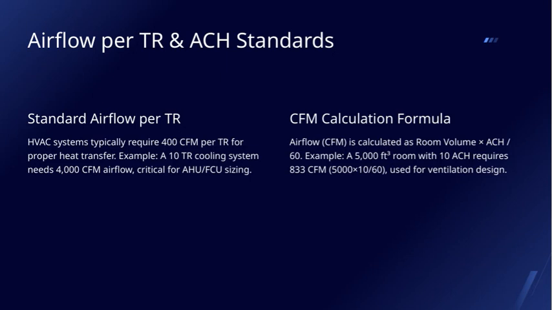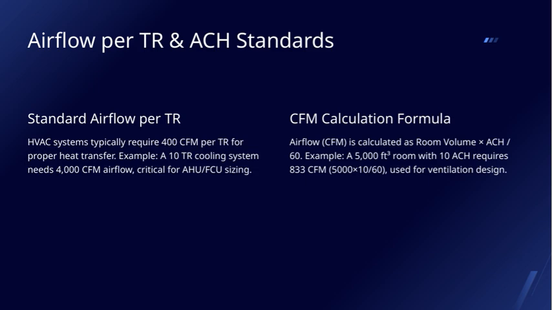Let's take a look at how airflow, measured in cubic feet per minute, or CFM, is calculated. The basic formula is the room volume multiplied by the air changes per hour, or ACH, divided by 60. For example, if you have a 5,000 cubic foot room and you want 10 ACH, you would calculate 5,000 times 10, divided by 60, which gives you 833 CFM. This is a key calculation used in ventilation design to ensure proper air exchange.